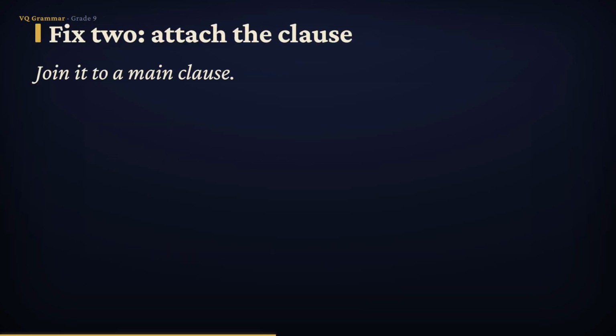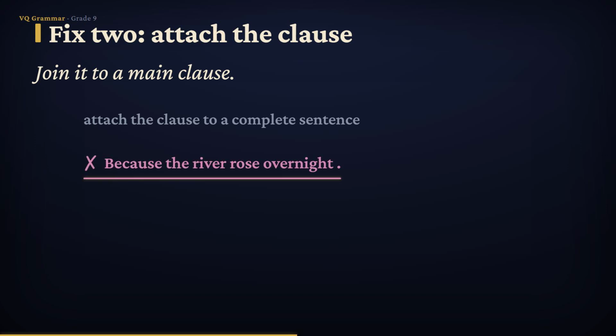The subordinate clause fragment needs a slightly different fix. You can't just add a word because it already has a subject and a verb. What it's missing is the main idea it was promising. So you attach it to a complete sentence. Start with the fragment. Because the river rose overnight. It's true, but then what happened? We answer that by giving it a main clause to finish the thought.